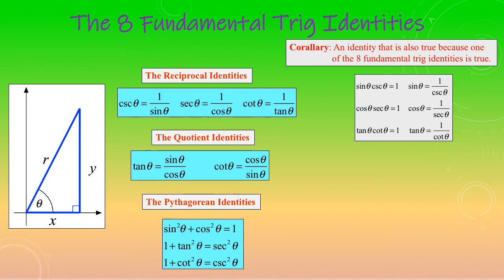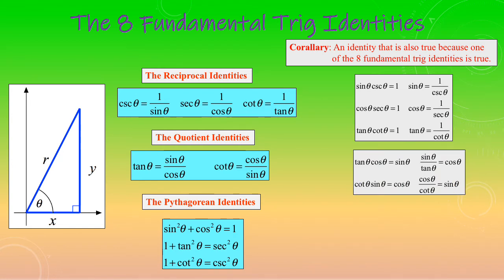For instance, because cosecant theta is equal to 1 over sine theta, then sine theta cosecant theta is equal to 1, and sine theta is equal to 1 over cosecant theta. The same type of reasoning can be done with cosine and secant. Cosine theta secant theta is equal to 1, and cosine theta is equal to 1 over secant theta. And the same reasoning is true with the tangent and cotangent functions. Tangent theta cotangent theta is equal to 1, and therefore tangent theta is equal to 1 over cotangent theta.